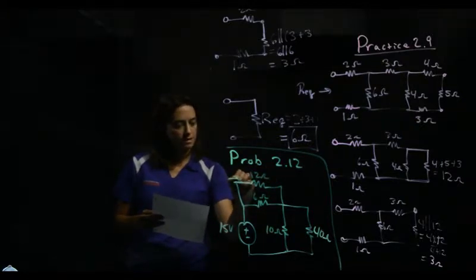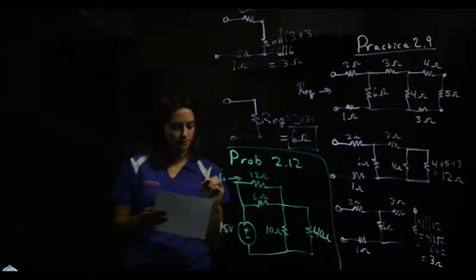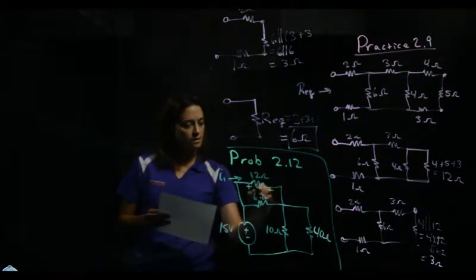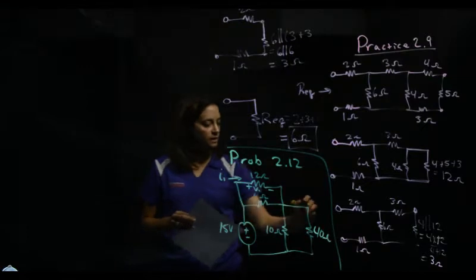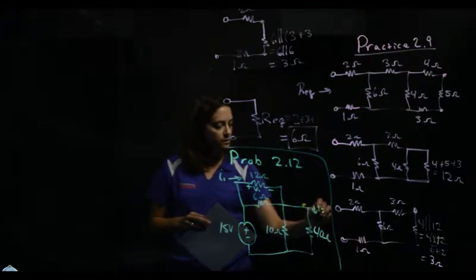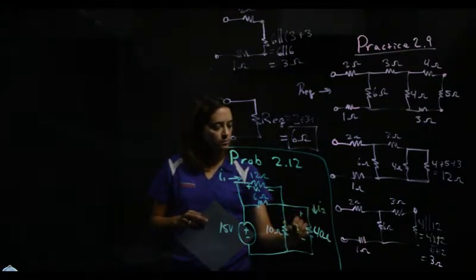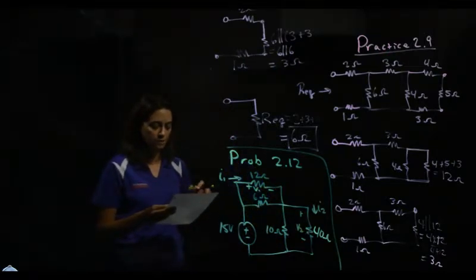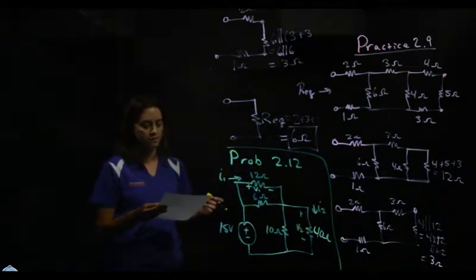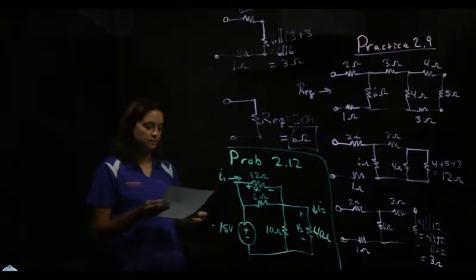Then they've defined an I1 here, a V1 across that resistor, an I2 here, with a V2 across this resistor. We're asked to find V1, V2, I1, I2, and the power dissipated by the 12 and 40 ohm resistors.